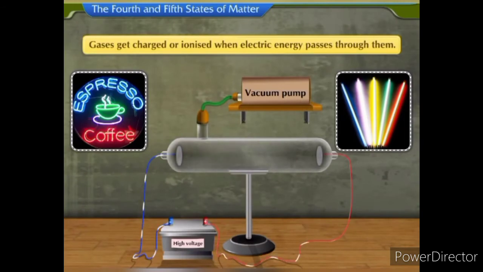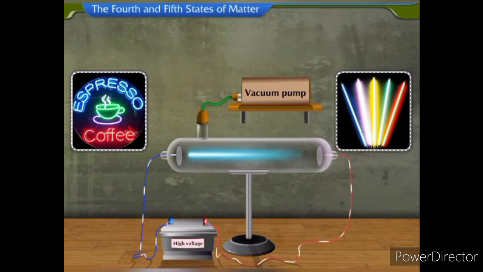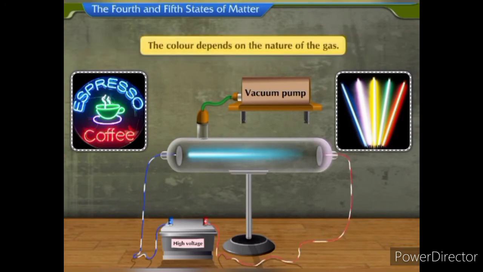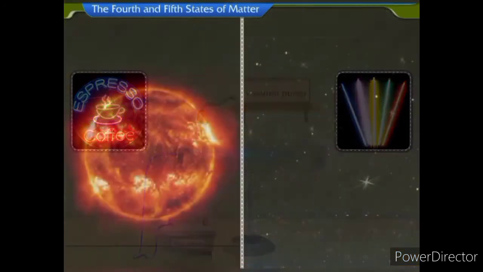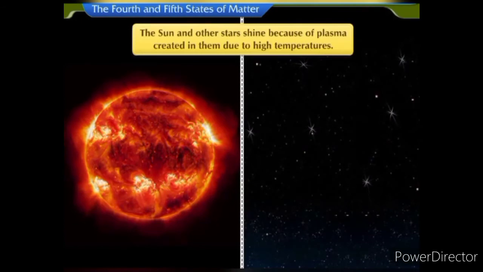Gases get charged or ionized when electric energy passes through them. The color depends on the nature of the gas. The sun and other stars shine because of plasma created in them due to high temperatures.